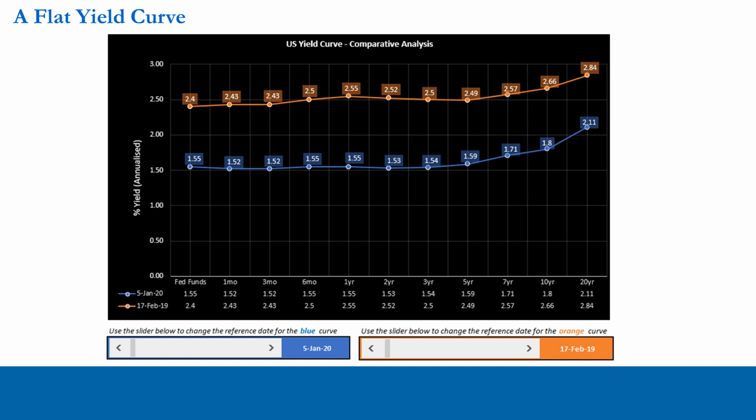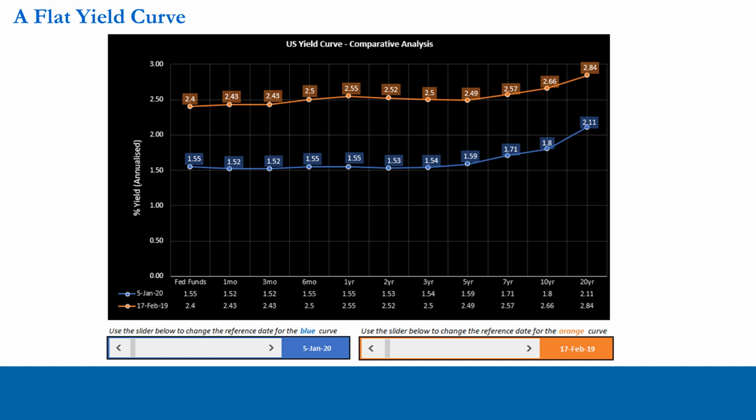So we've got some examples here of a flat yield curve where we're basically at moments in time in a transitionary period. If we look at the orange line, that is on the 17th of February 2019. We know what happened later in 2019. The yield curve was threatening to invert. Okay, the 10s minus 2s was threatening to invert and the Fed took action.